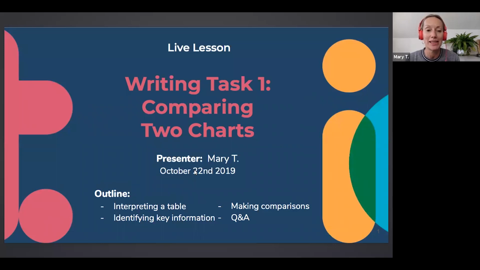So as Jamie said, today we'll be looking at writing task 1, which is comparing two charts. It's quite a common type. So the outline for today is interpreting a table, how to identify key information, make comparisons, and then, as Jamie said, at the end of the presentation there'll be a chance for questions.